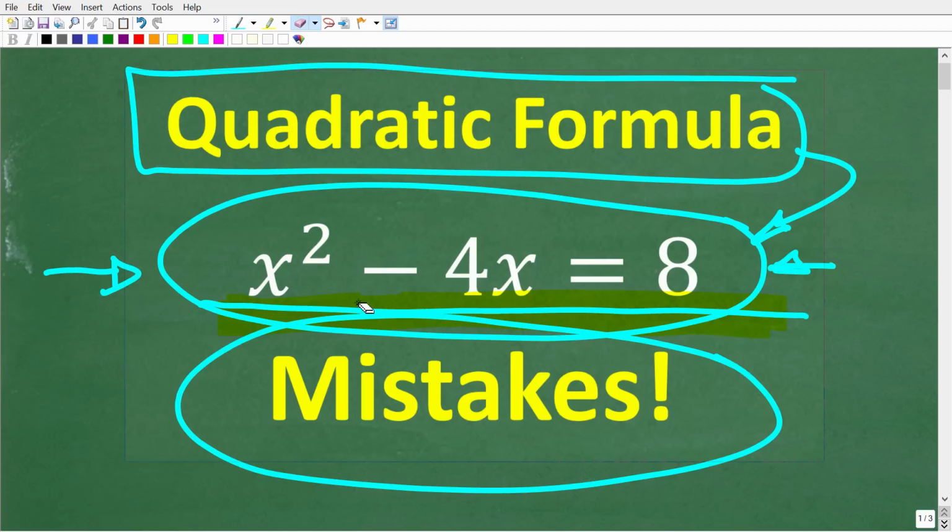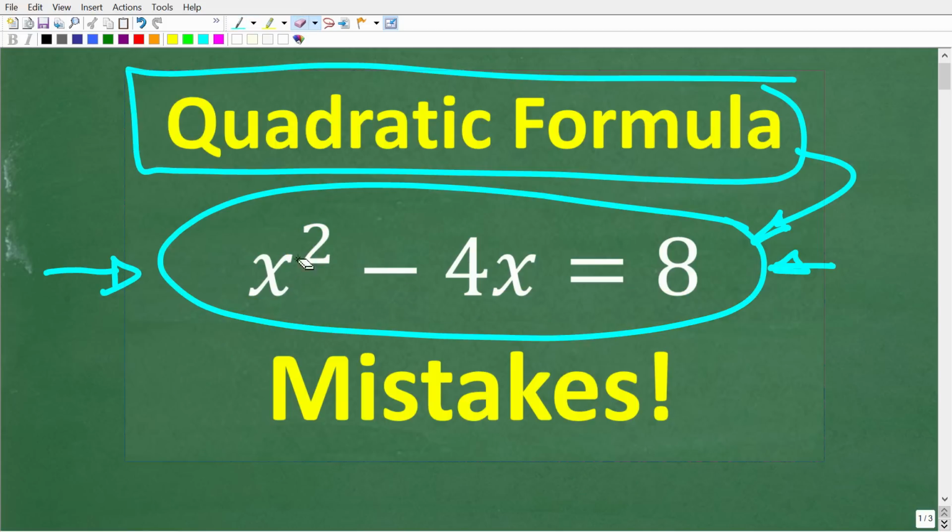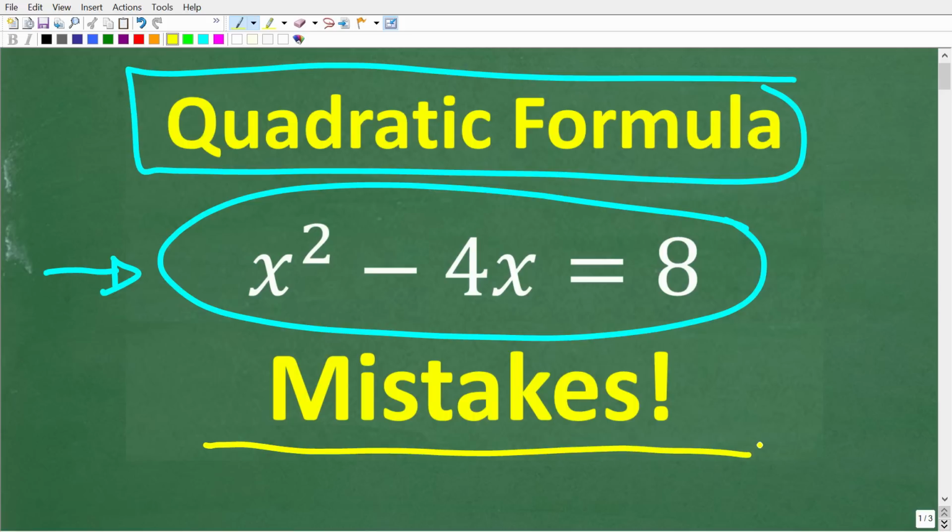But let's see how well you actually understand the quadratic formula. So if you think you can solve this equation right here, we have x squared minus 4x is equal to 8. Go ahead and put your answer into the comment section. I'm going to show you the correct solution in just 1 second. Then, of course, I'm going to thoroughly review what the quadratic formula is and when and how to use it and how to avoid very common mistakes.